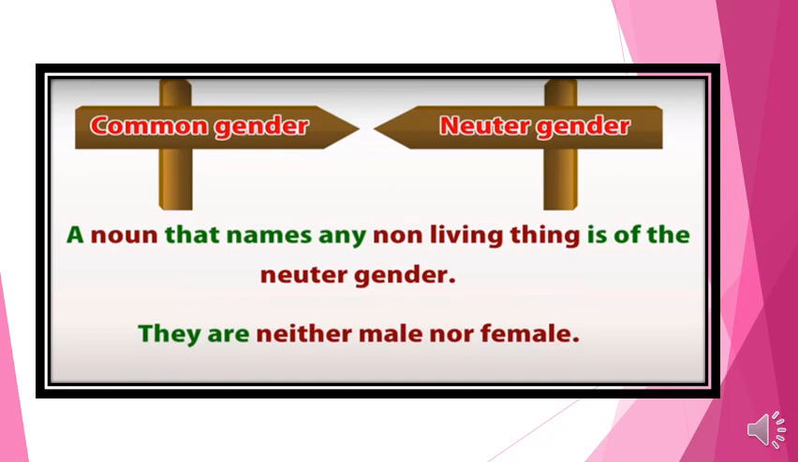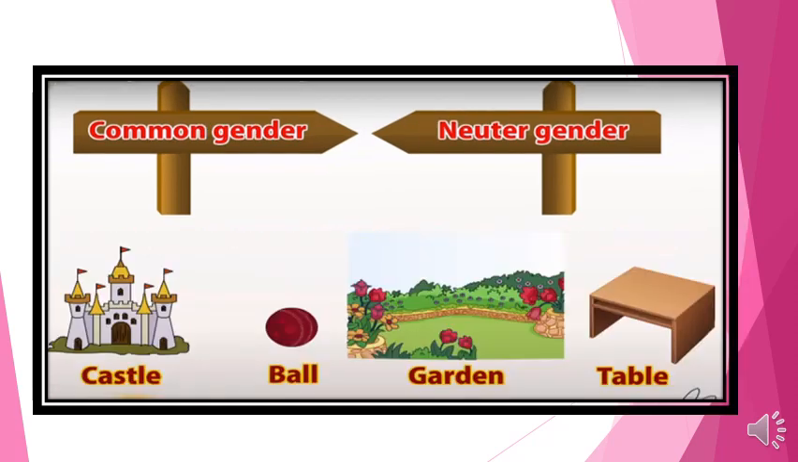Okay, now let me tell you what are neuter genders. A noun that names any non-living thing is of the neuter gender. They are neither male nor female. Have a look at this. These are all neuter genders. Or are they common genders? Tell me. Yes, you are right. They all are neuter genders. Read with me. Castle, ball, garden, and table. Because these are non-living things and neuter gender refers to the non-living things.